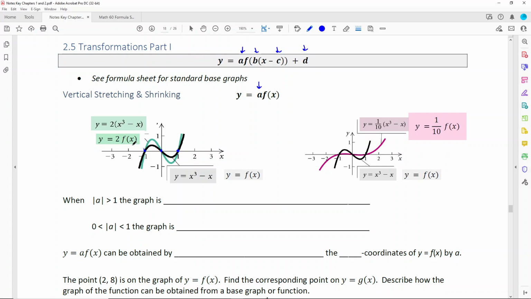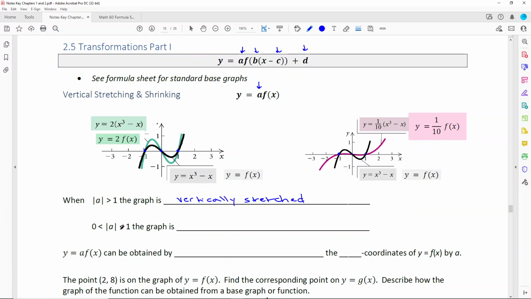So y equals 2 f of x is this green graph. Versus when we do an A value between 0 and 1, my graph gets shrunk vertically, so along the y-axis. So you'll notice here again, the x-intercepts stay constant, but the graph got shrunk. It got closer to the x-axis. Okay. So when the A value is greater than 1, the graph is vertically stretched.